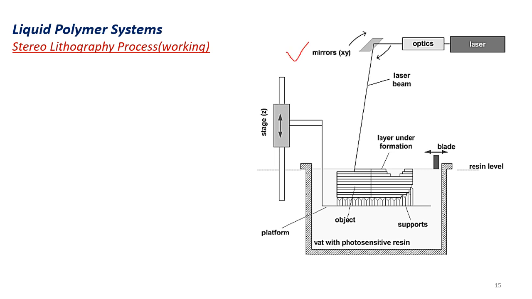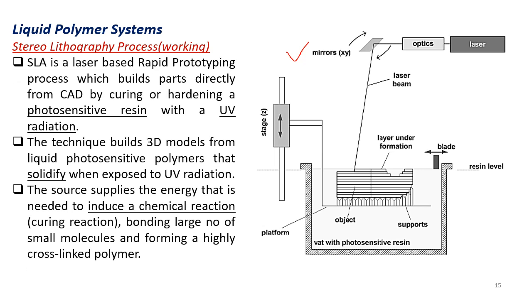Let's try to understand in detail the working principle of the stereolithography process. So here is a schematic diagram of a stereolithography apparatus, that is SLA. As we know, SLA is a laser based rapid prototyping process where it uses a CAD file which is in STL format. From the STL format we transfer that file into the machine where it is going to convert into a product. Mainly it uses ultraviolet radiation for hardening the photosensitive resins. In this technique, the building of 3D models will be from the liquid resin, that is the photosensitive polymer, when it is exposed to ultraviolet radiation.